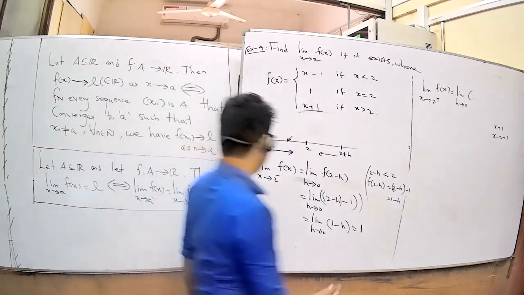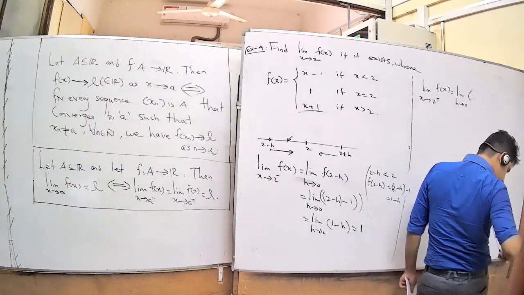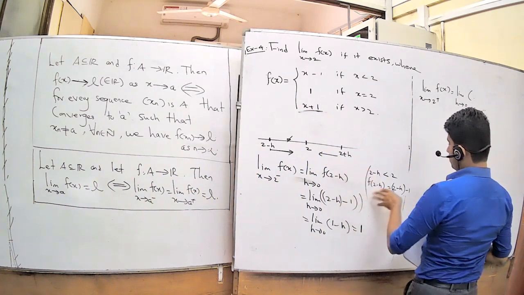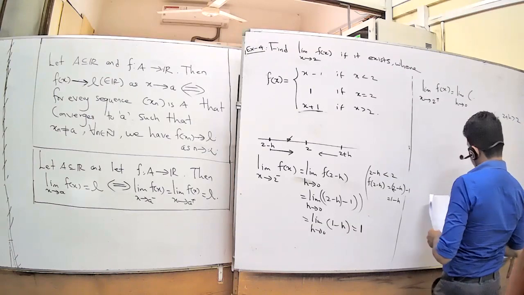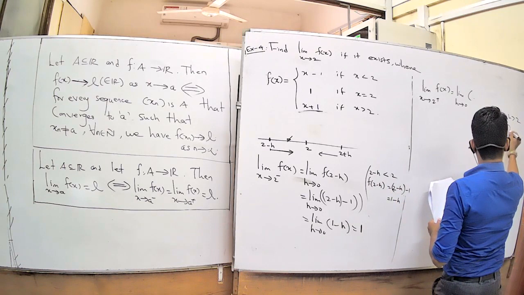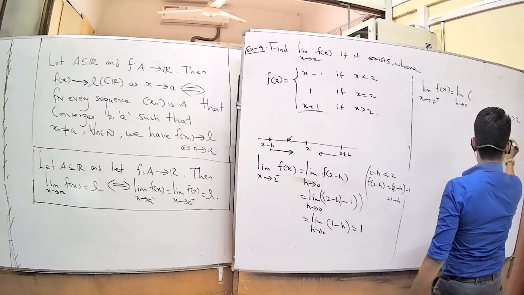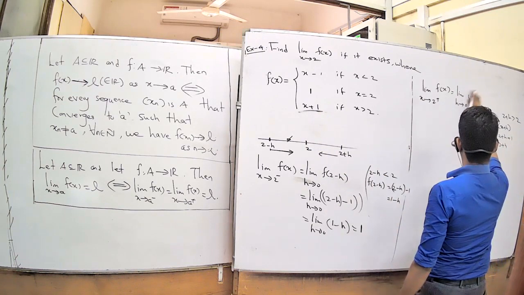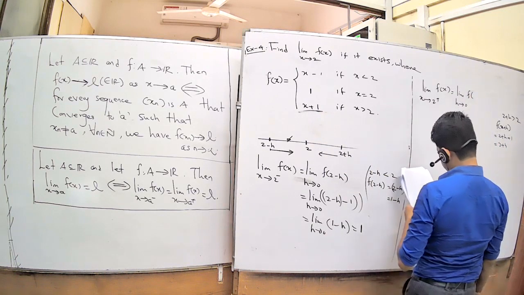Now for the right limit. Right limit means 2 plus h is greater than 2. What is f of 2 plus h? F of 2 plus h means here x plus 1. Therefore 2 plus h plus 1, therefore 3 plus h.